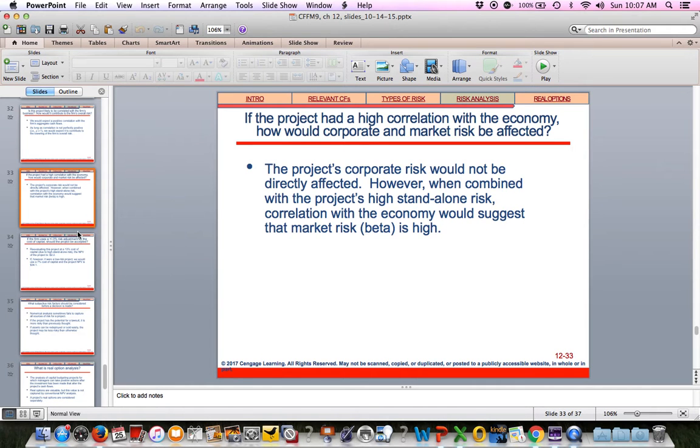If it had a high correlation with the economy, how would corporate market risk be affected? The project's corporate risk would not be directly affected. However, when combined with other high standalone risk, correlation with the economy would suggest that market risk or its beta is high.